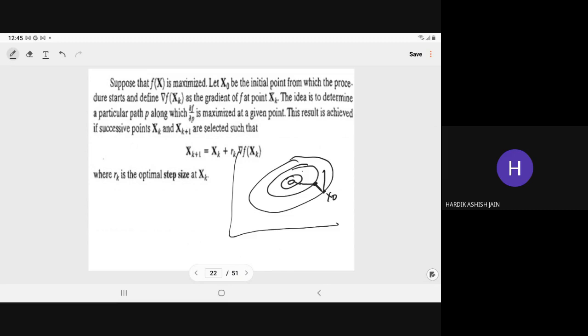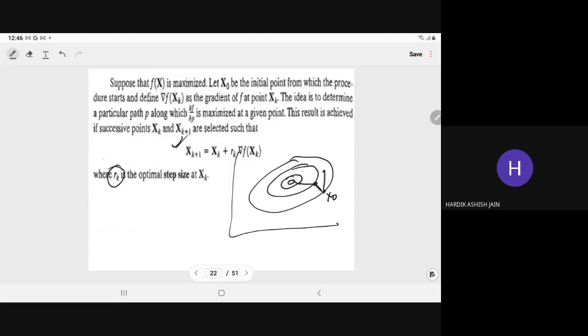We move in that path where the rate of change of f with respect to the path must be maximum at a given point. This result is achieved if successive points xk and xk+1 are selected by this formula. xk+1, the next iteration point, is equal to the old iteration point plus rk times the gradient of f at that point, where rk should be the optimal step.